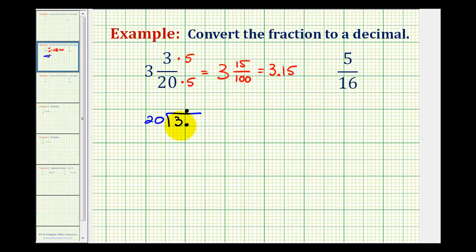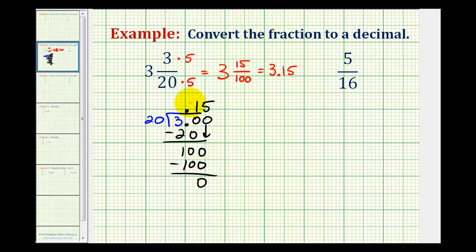So notice how in this current form, there aren't any 20s in 3, so we'd have to add a 0 here. And now I can ask how many 20s are in 30. That would be 1. 1 times 20 is 20. We would subtract. This would be 10. Add another 0 and bring it down. Now we have 100. Now we want to know how many 20s are in 100, which is 5. 5 times 20 is 100. And now this difference is 0, which means the decimal terminates.